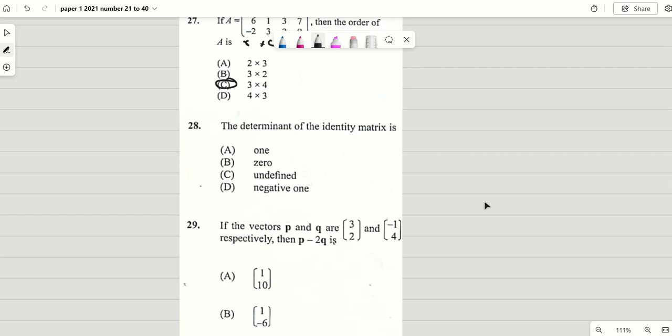Again, this number 28 has been repeated. The determinant of the identity matrix is 1. Right, and that is your answer for this one.